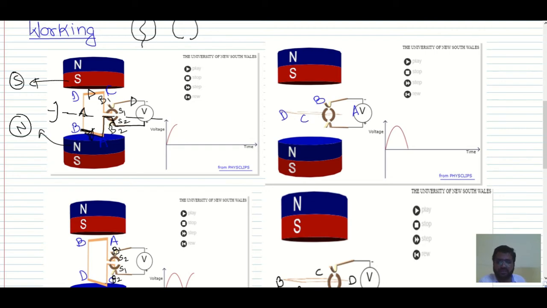Right now, so this AB part will go down. That means this has to go down, and CD has to come in this direction, right? So AB has to go in this way, and as you can see, AB is somewhere here, and CD is somewhere here.